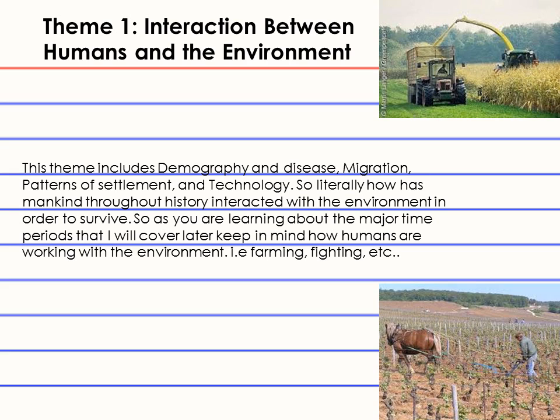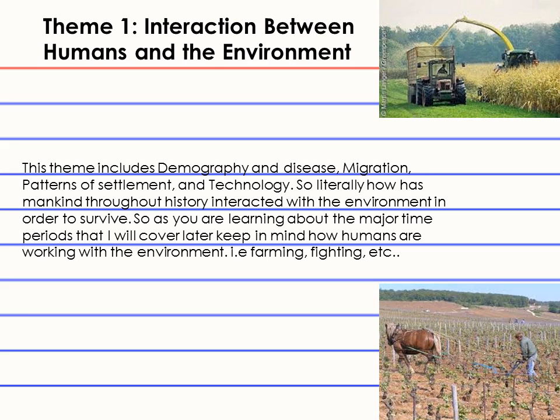Okay, so the first theme, interaction between humans and the environment. This theme includes demography, and demography is basic population. So how many births, how many deaths, how many immigrants, how many people are leaving, whether the population is growing, whether it's declining, and what causes this sudden change. You have disease, you have migration and patterns of settlement, so where people are living, where they tend to settle around. And you're going to notice within the first couple of chapters, when you're starting to read your books at school and with the lectures here, that people are going to be settled down in certain areas that they deem worthy or beneficial to society.